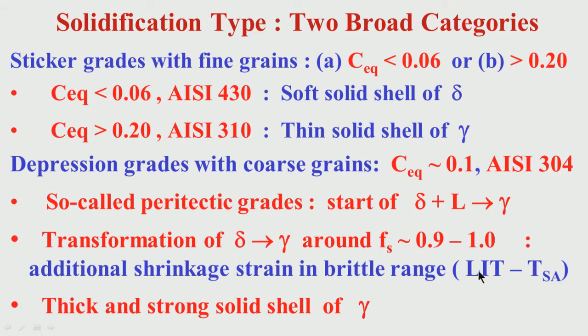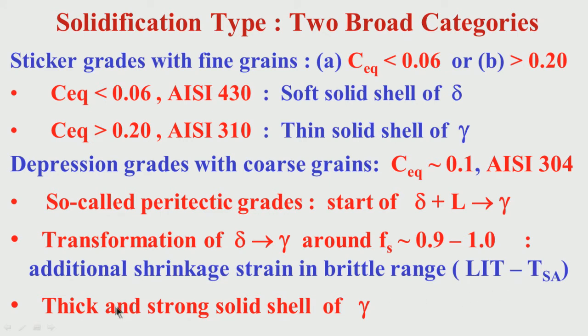So what is happening here? Along with that, this transformation is delta to gamma. I have mentioned this is around the most brittle temperature region, solid fraction 0.9 to 1. So there is additional shrinkage strain in the brittle range. This shrinkage from the transformation adds to normal shrinkage in the brittle range between LIT, the liquid impenetrable temperature, and the actual solidus. LIT corresponds to solid fraction of 0.9, and actual solidus corresponds to solid fraction of 1.